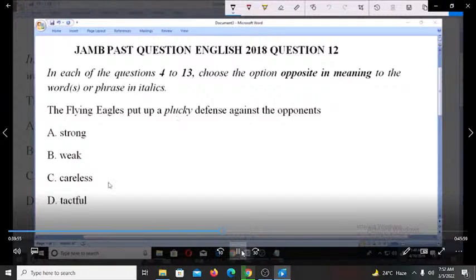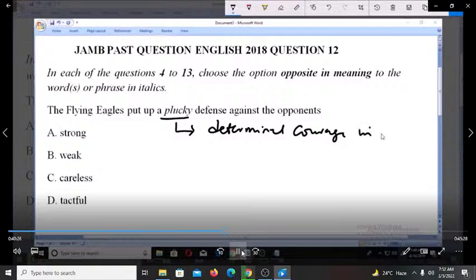Now, for us to get this in perspective and be able to understand this, we need to know the definitions of the various words. So the word we are considering is plucky. What is the meaning of plucky? Plucky simply means having or showing determined courage in the face of difficulties. So when someone has courage in the face of difficulties, we say that that person is plucky.